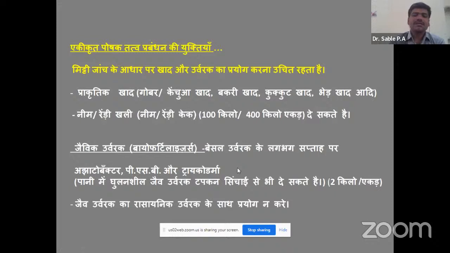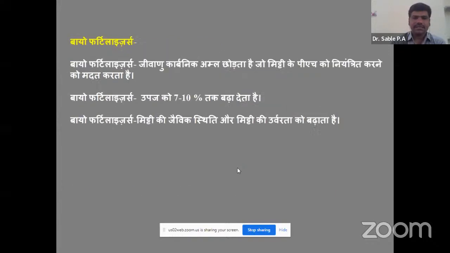Or if the biofertilizers are in liquid form, then we can also provide them through drip. But one has to take care that they should not be applied with chemical fertilizers, or at least there should be a big interval between the two applications, biofertilizers and chemical fertilizers. And generally, 1 to 2 kg or liters of biofertilizers is sufficient for 1 acre. Then about biofertilizers.